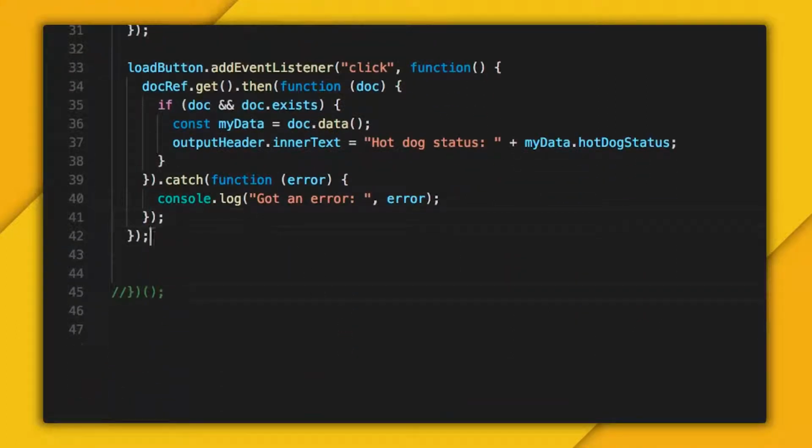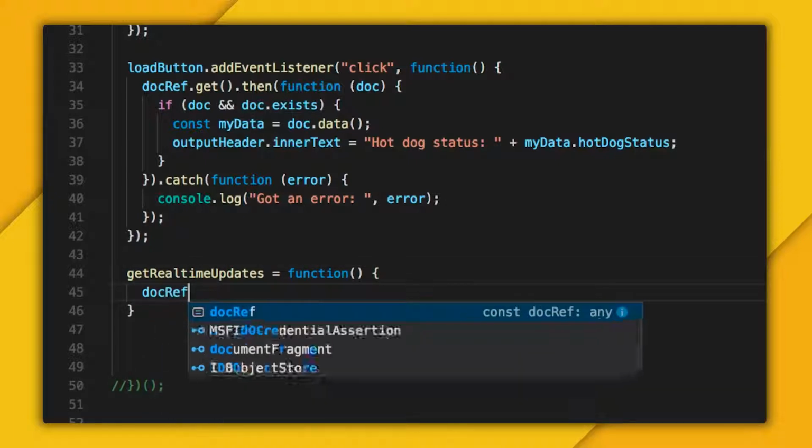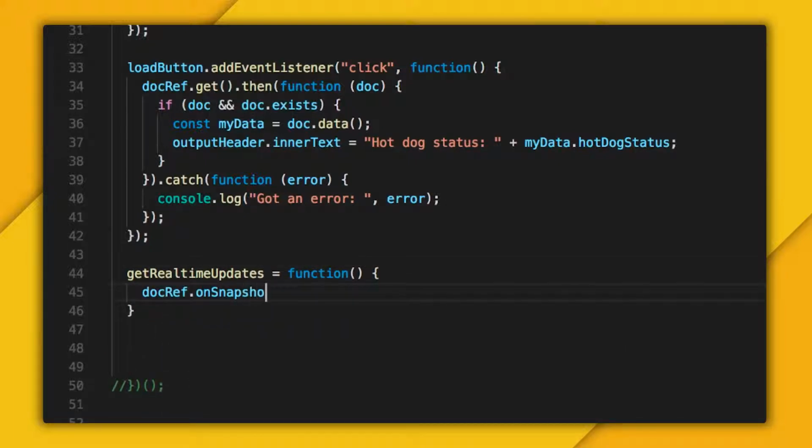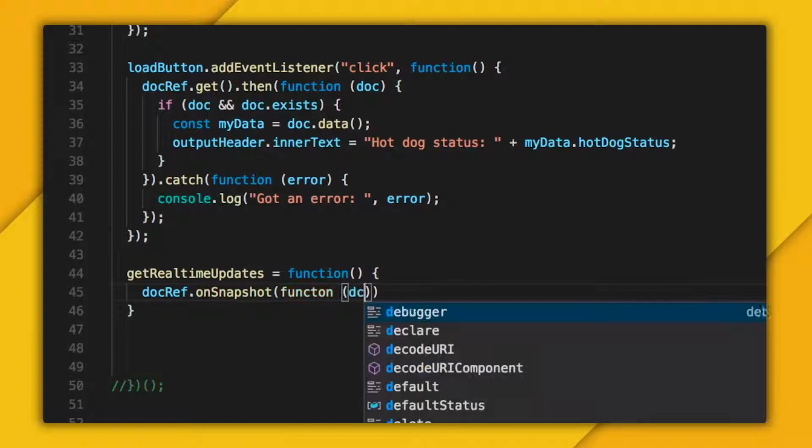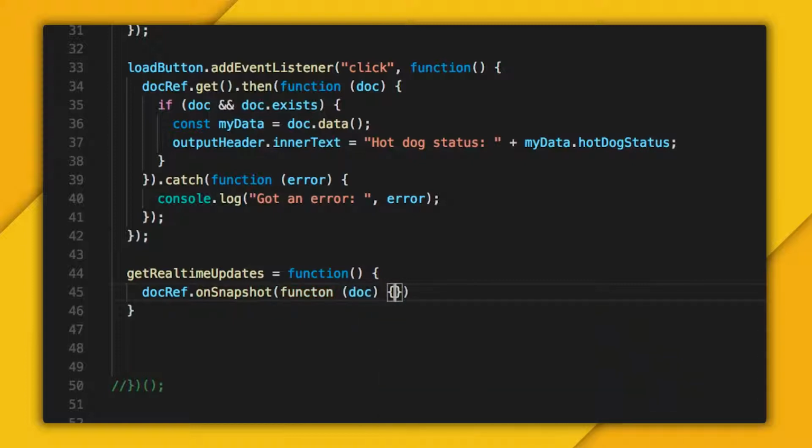Let's create a function called getRealTimeUpdates. And in there, I'm going to bring up my doc ref. But then instead of calling get, I'm going to use the onSnapshot event listener. This will fire the first time I call it, but then it will also fire anytime thereafter when my data changes.